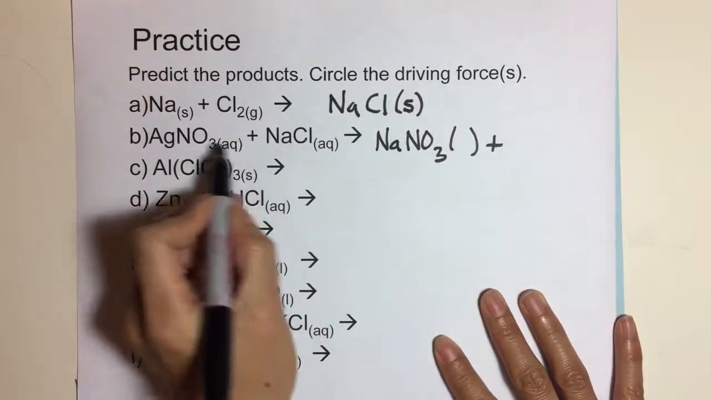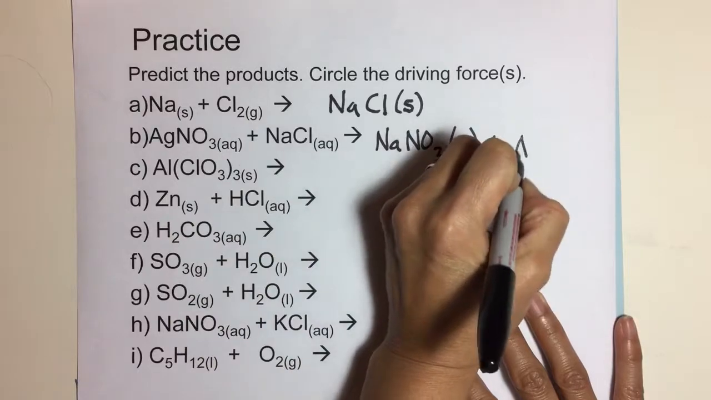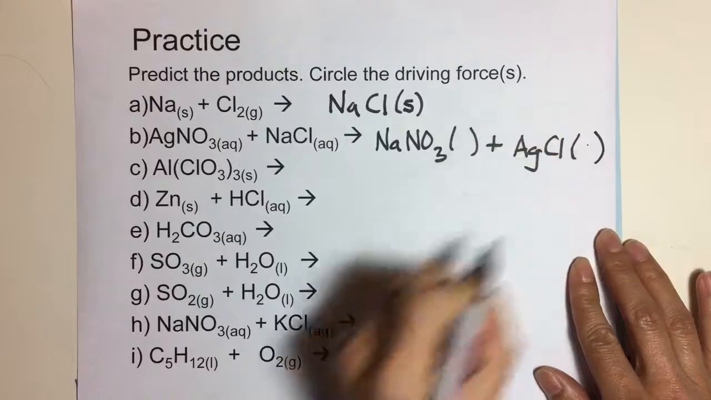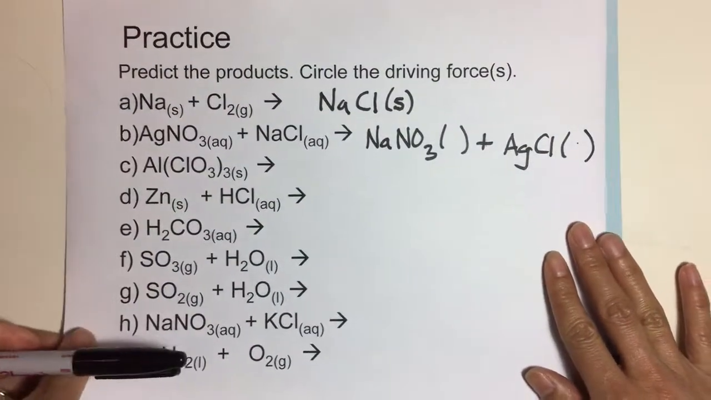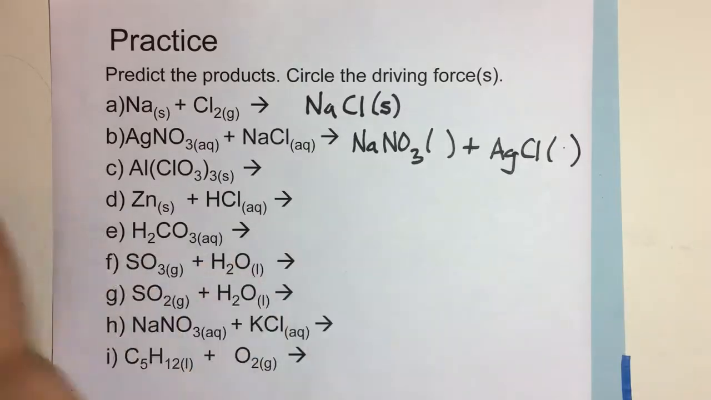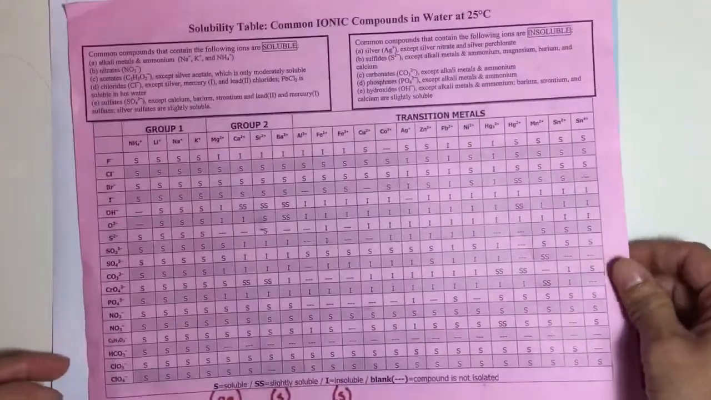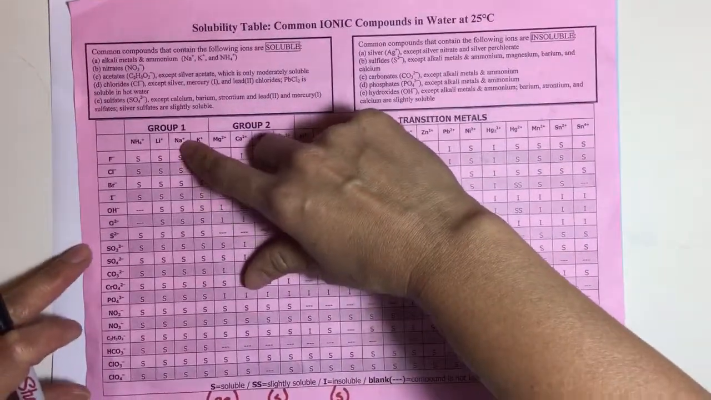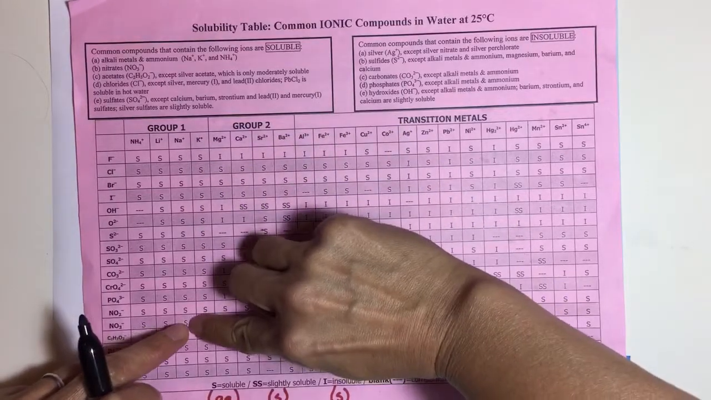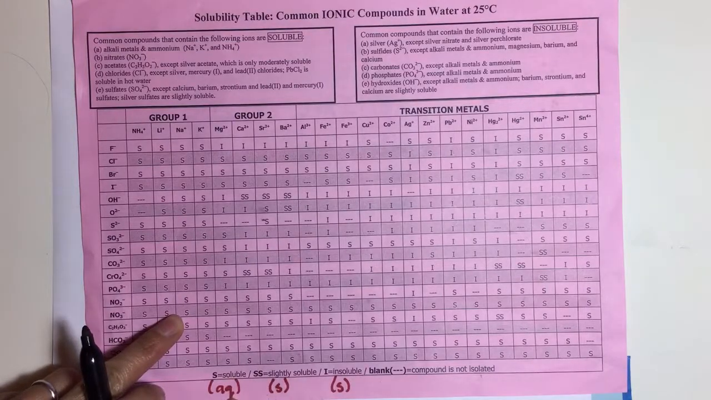So silver is with chloride. Silver has a +1, chloride has a -1, so it's silver chloride. And again, we're going to look up the solubility of silver chloride to figure out what the state of matter is. And so we're going to bring our pink sheet up. So we're going to look to see if sodium nitrate. So I'm going to look at sodium, and I'm going to find nitrate. And I'm going to see that it's S. S means soluble, and so we designate soluble as aqueous.